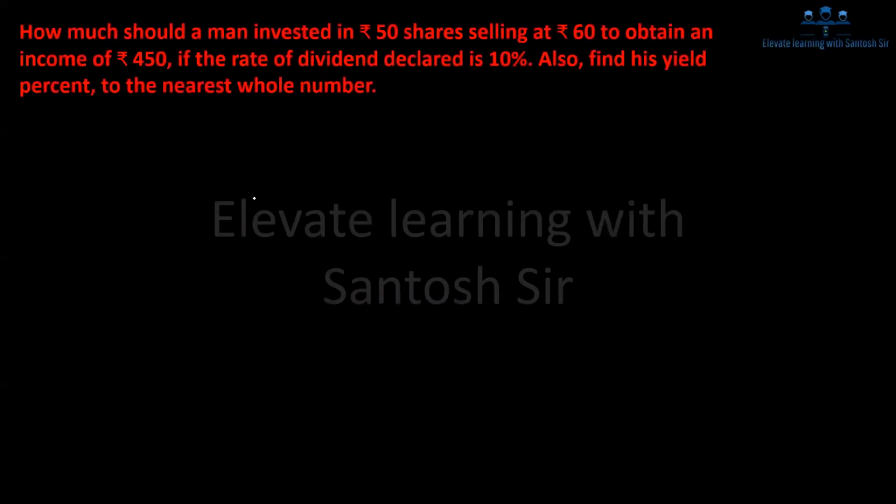Let's proceed. How much should a man invest in rupees 50 shares selling at rupees 60 to obtain an income of 450 if the rate of dividend is 10%? Also find his yield percent to the nearest whole number. So what things are given over here? Rupees 50 shares, face value, selling at rupees 60, market value. This is the dividend. Then we have the rate of dividend. We have to find his yield percent to the nearest whole number and how much his investment is.